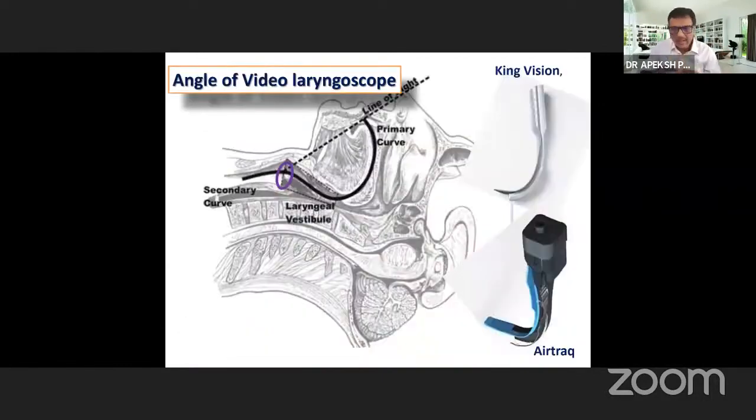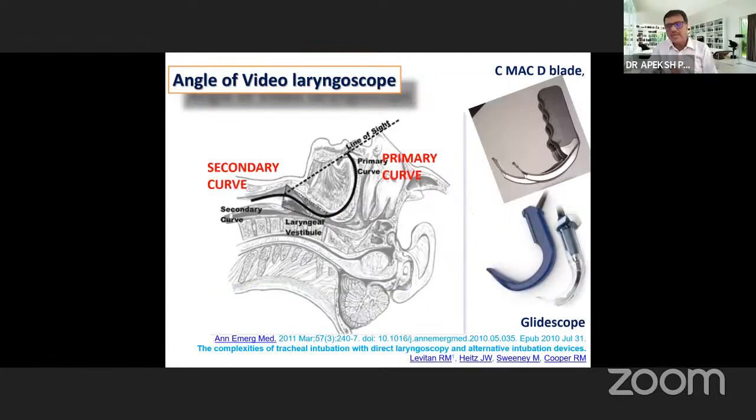Now, if you look at the different video laryngoscopes, there is a difference in the angle. If you look at the AIRTRAC and King Vision, the angle is like this. This angle of the video laryngoscope, AIRTRAC or Pentax or King Vision, is matching with the primary curve. That's why it's called an anatomically curved blade. And if you look at the CMAC D blade or GlideScope hyperangulated blade, the angle is matching with the primary curve of the oropharynx. So again, it's an anatomically curved blade.